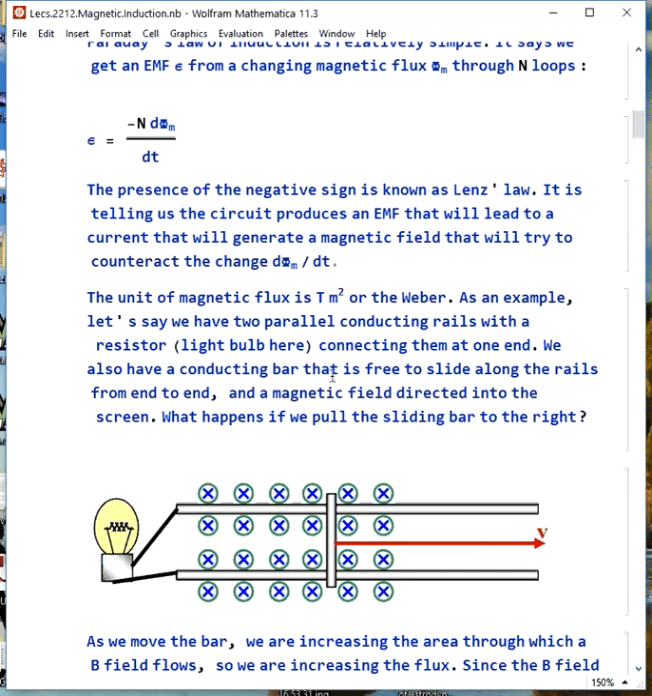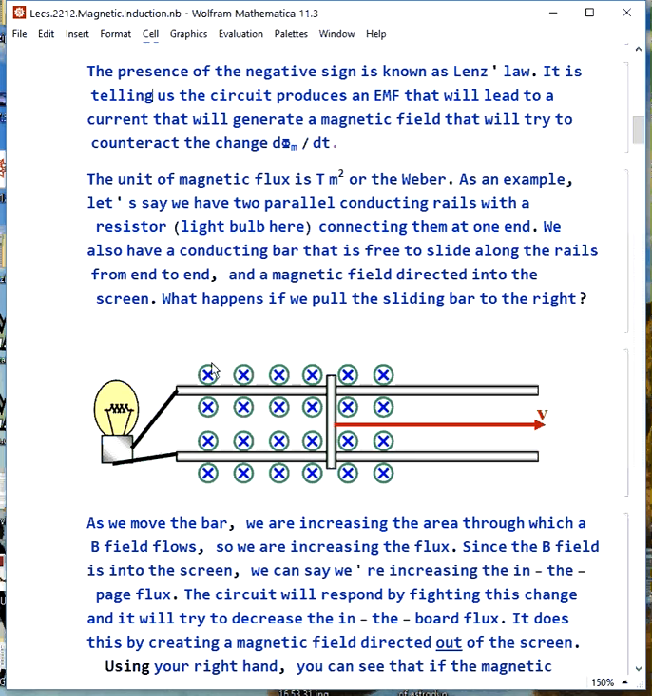We can do an example problem that's in practically every intro physics book. Let's say we have two parallel conducting rails and we connect a light bulb, which is just a resistor here, in between them.